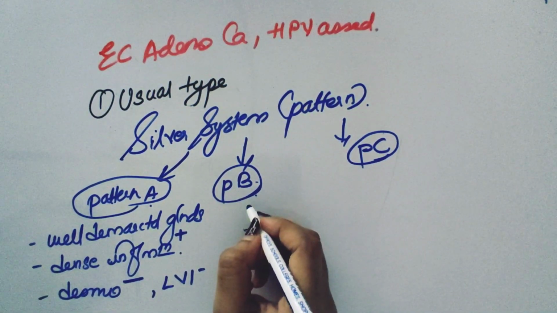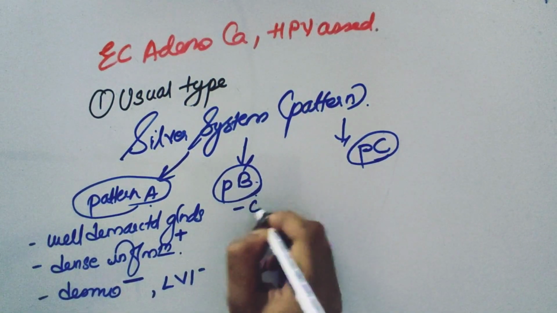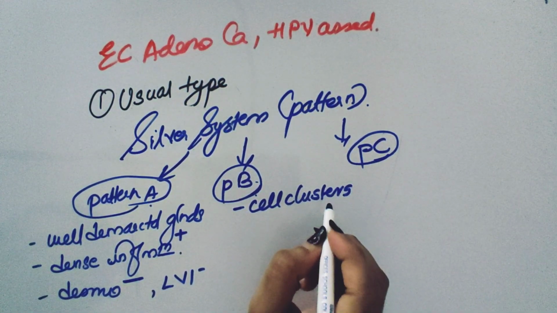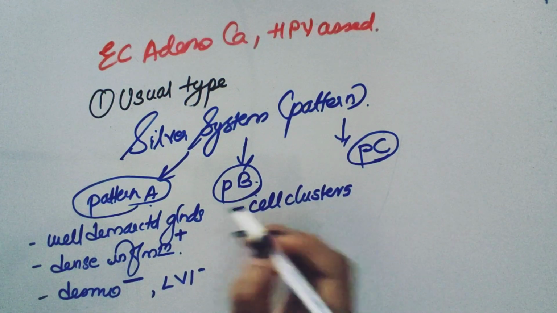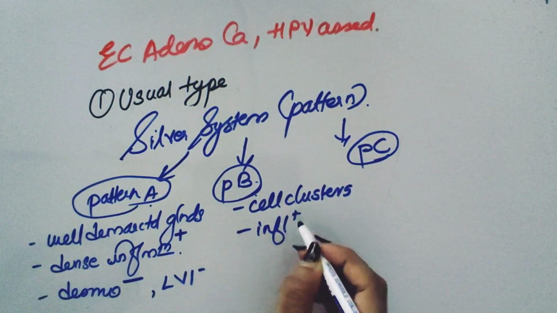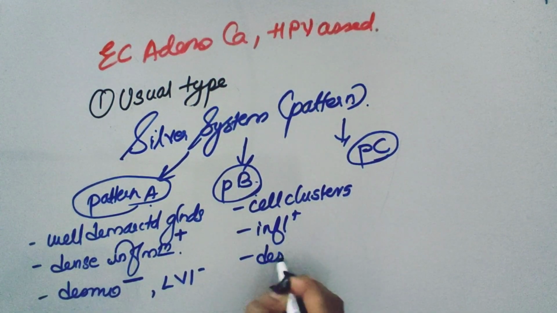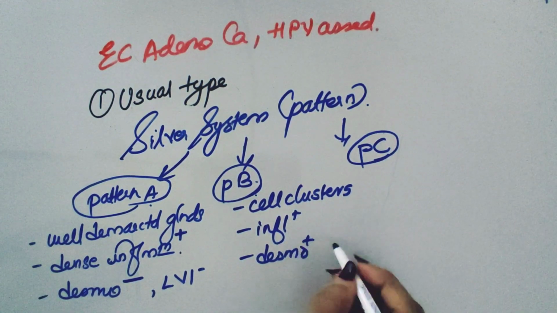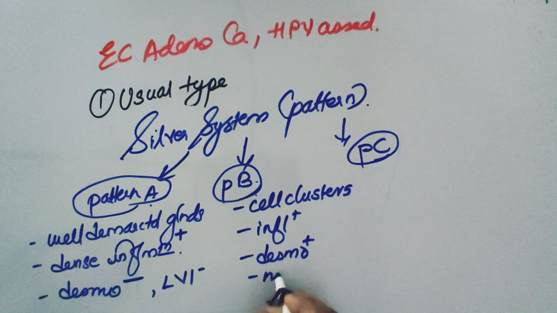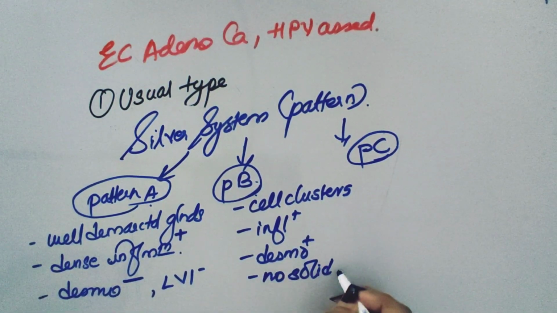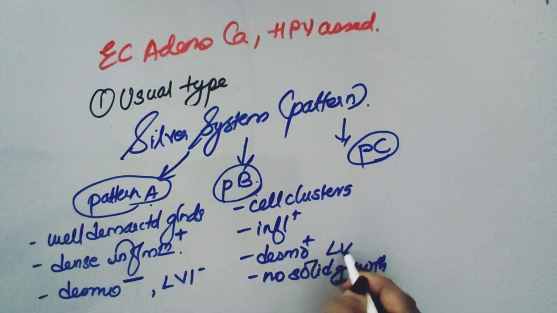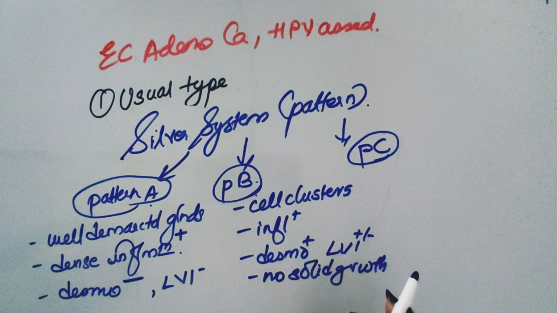And in pattern B, there are tumor cell clusters, and they are separated from the round well demarcated glands. There is inflammation, and then there is desmoplastic stroma. But there is no solid growth. And lymphovascular emboli may be present or may not be present.